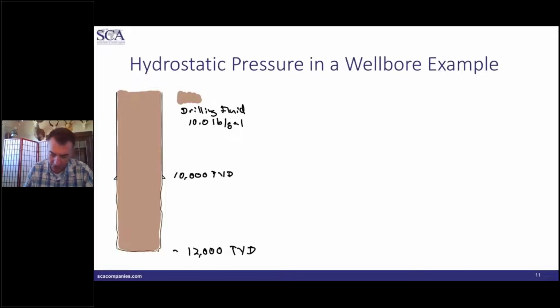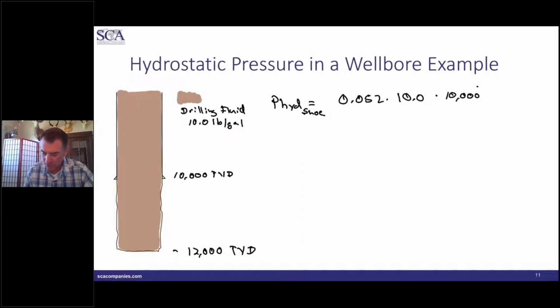So this is pretty simple. We've probably all done this, but we just have to be clear that we know how. The P-Hyd at the shoe would be equal to 0.052 times the mud weight, 10.0, times the vertical depth, 10,000 feet, and that ends up being 5,200 psi. So we would have 5,200 psi pushing down in that case.